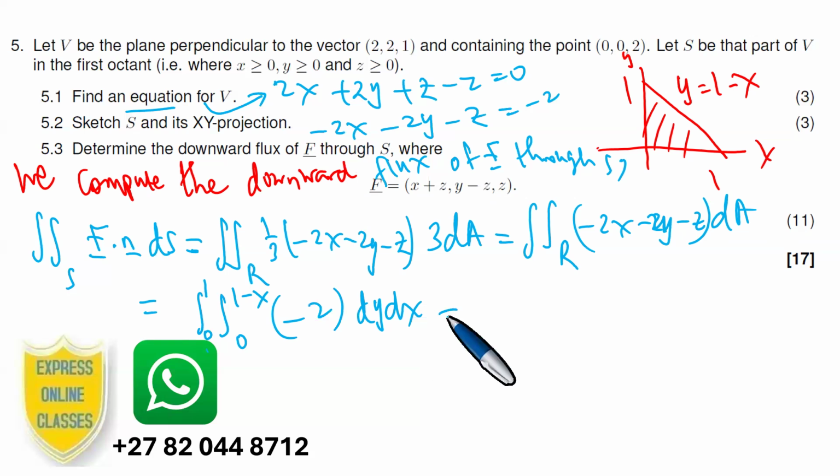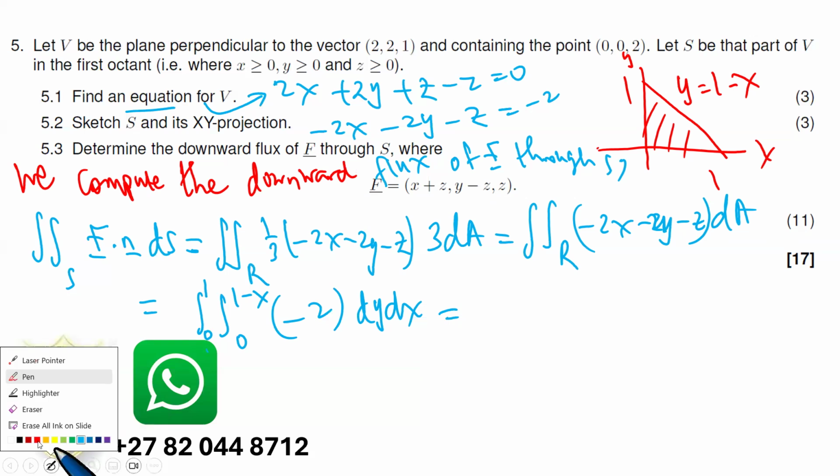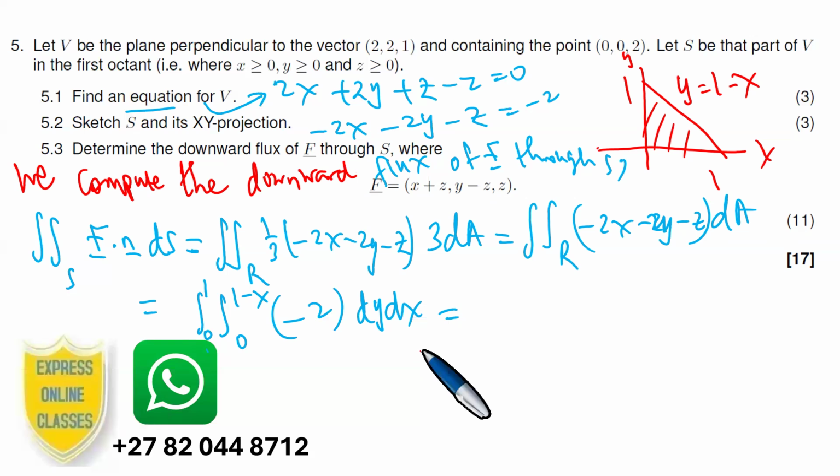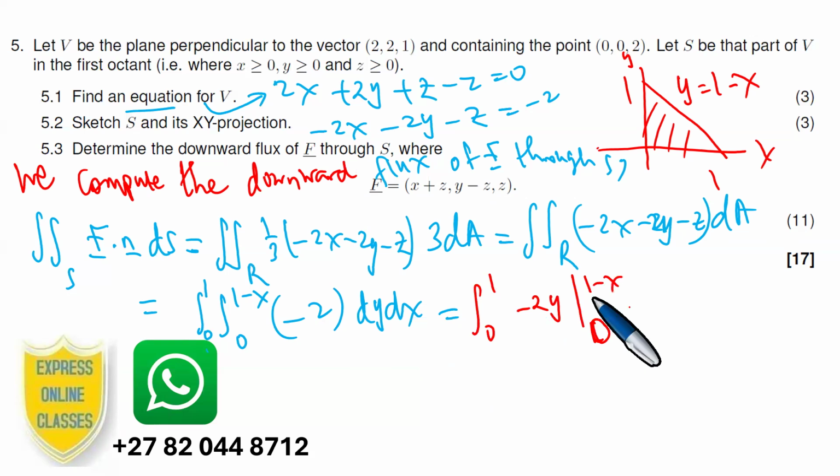Now let us do some integration here. It means the integral from 0 to 1, but the integral of minus 2 is going to become minus 2y from 0 to 1 minus x, dx.